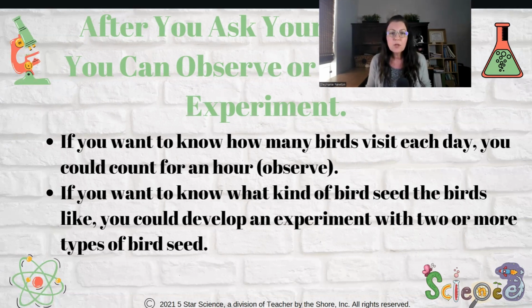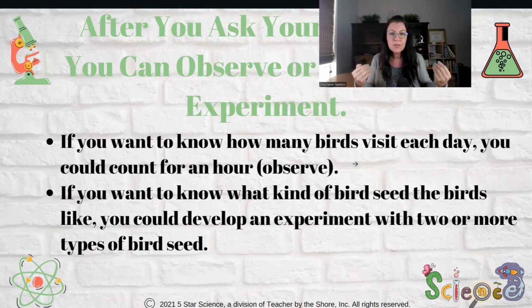So for example, if you want to know how many birds visit your house each day, you could count for a period of time and then extrapolate that over a 24-hour period. So you could count for an hour, record how many birds come to your yard at that time, and then maybe compare it to a different day when it's cloudy. Maybe it was sunny the first day, it's cloudy another day, and see if there's a difference in the amount of birds that come.